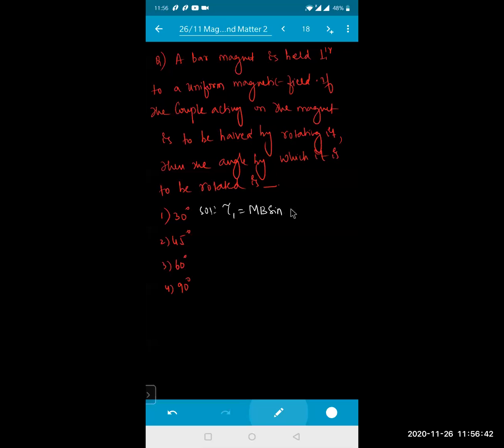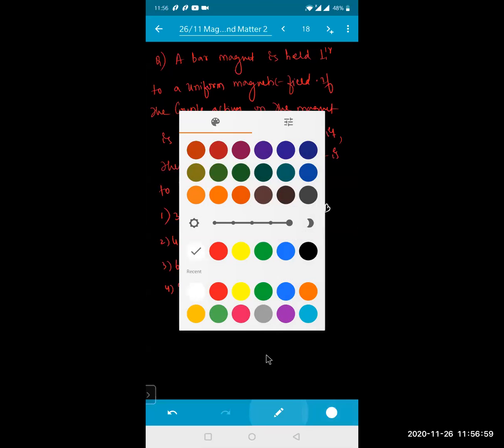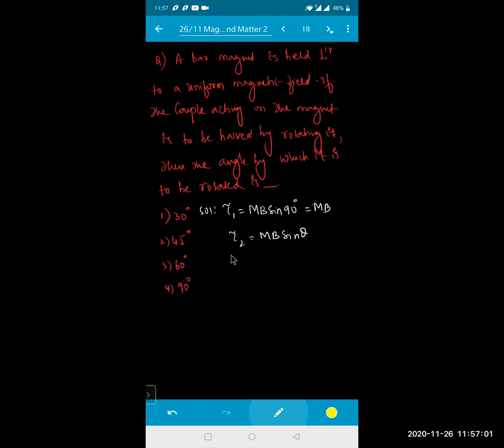Tau 1 is MB sin 90, which is 1, so it will become MB. If the couple acting on the bar magnet is to be halved, then tau 2 is MB into sin theta, and this tau 2 is half. So MB by 2 is equal to MB into sin theta. This MB will be cancelled. So sin theta is equal to 1 by 2. So theta is equal to 30 degrees.